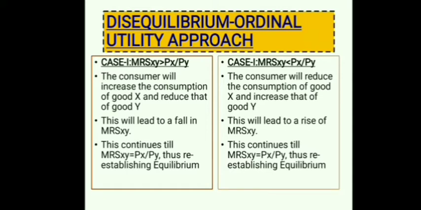Now if MRS of XY is less than PX by PY, the consumer can increase the quantity of good Y or reduce the quantity of good X or some mixture of both. When this happens, MRS of XY will start rising because X has become scarce and Y is in surplus. So this will continue till MRS of XY becomes equal to PX by PY and equilibrium is re-established.